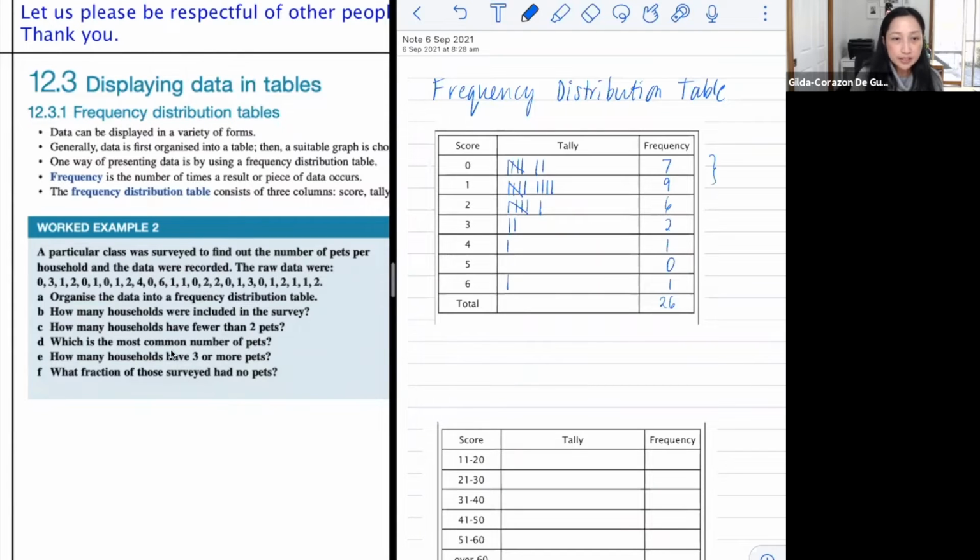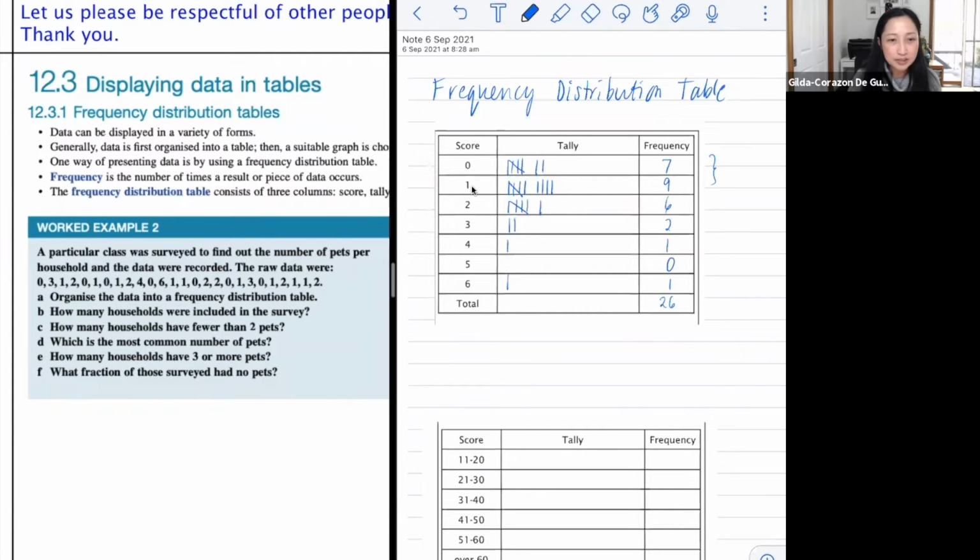Which is the most common number of pets? Is it 26? I think 26 is the total number of households. So what would be the most common number of pets? It would be the one with the highest frequency, which is 9. So it would be 1. The most common number of pets would be 1 and not 9. There were 9 households who had 1 pet, and this is the most common number of pets, 1.